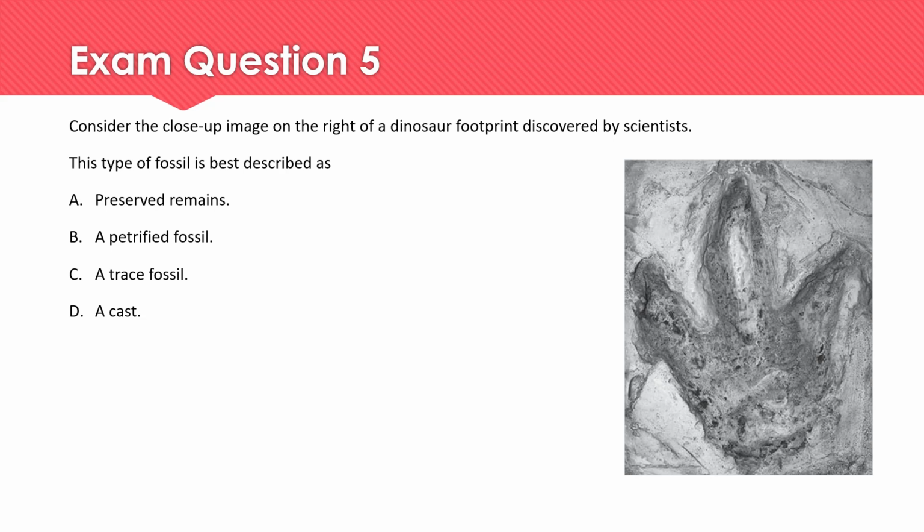Now, exam question 5 says, consider the close-up image on the right of a dinosaur footprint discovered by scientists. This type of fossil is best described as A, preserved remains, B, a petrified fossil, C, a trace fossil, or D, a cast. You can pause the video, pick your answer, and then check it against the video linked in the description box below.